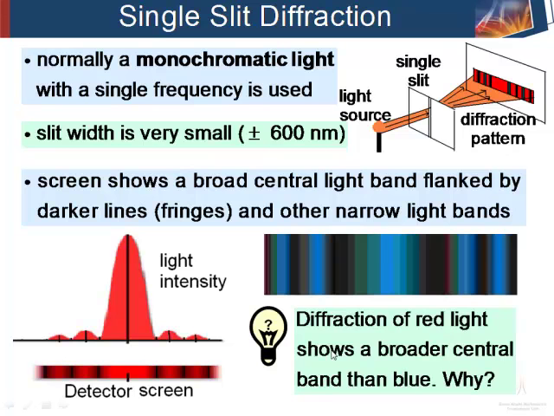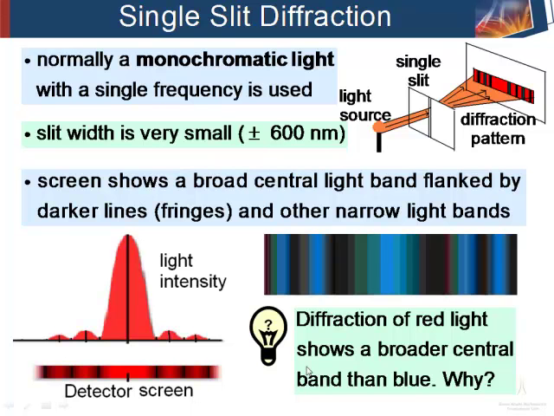Now, here's a question for you. I'm sure you can see this, that the diffraction of red light shows a broader central band than the blue light. There's the diffraction pattern in red light. We see clearly a much broader central band than on this one. There's the diffraction pattern of blue light, and we've got a central band which is not as broad as that one of the red light. Why do you think that is the case?